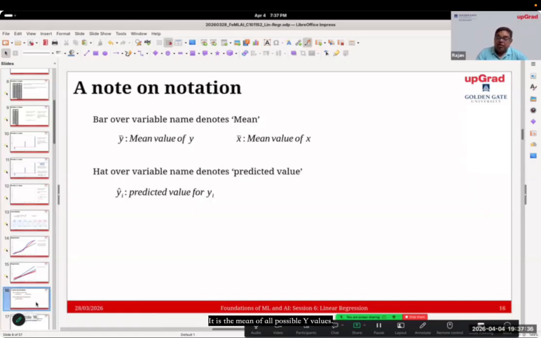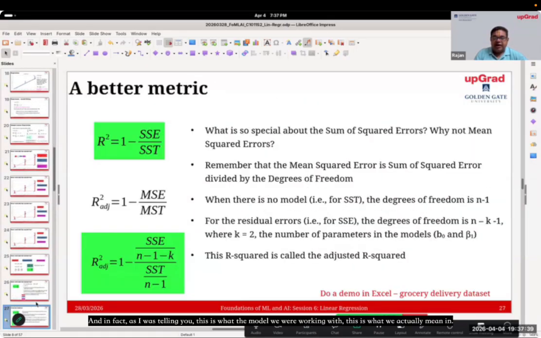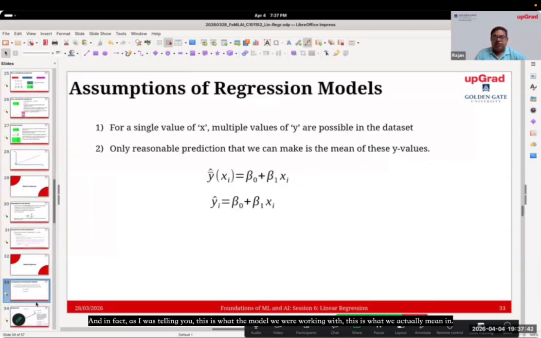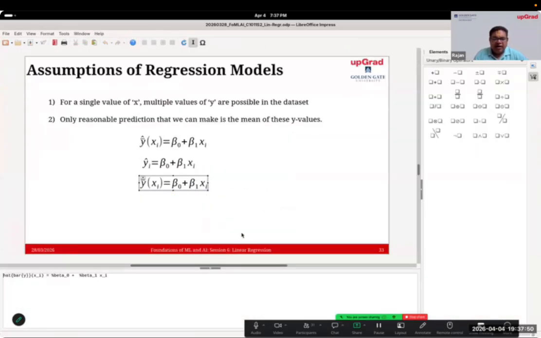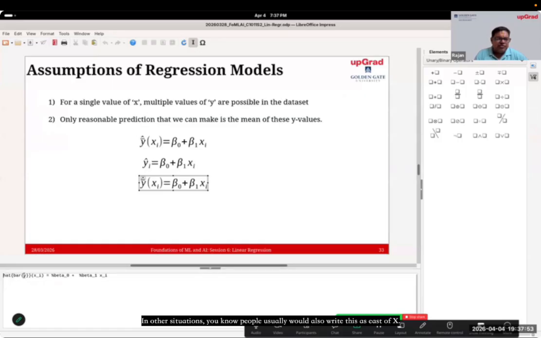Now what we are going to do is take the mean of all possible Y values. We're going to stop here and move on to the next step. In fact, as I was telling you, this is the model we were working with, but it still says what we actually mean in other situations. We are going to go to the next big problem, classification.